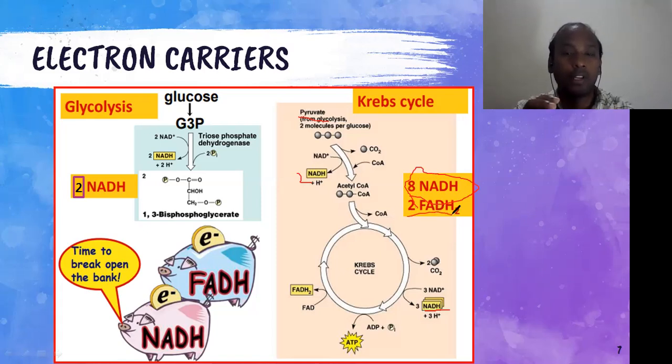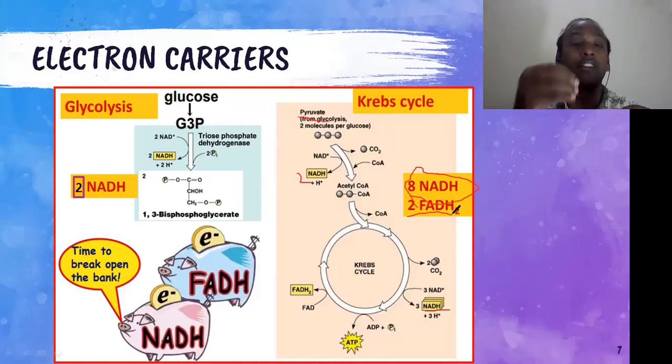Now you should remember that 2 NADHs in glycolysis, 8 NADHs in the citric acid cycle, and 2 FADH2 are produced. And these NADH and FADH2, we call them the electron banks. Electron banks means they are ready to donate their electrons in the electron transport chain, and that will be important for this process. There is a systematic taking of these electrons from these respective electron banks, and that is important for creation of the proton gradient in the intermembranal space.